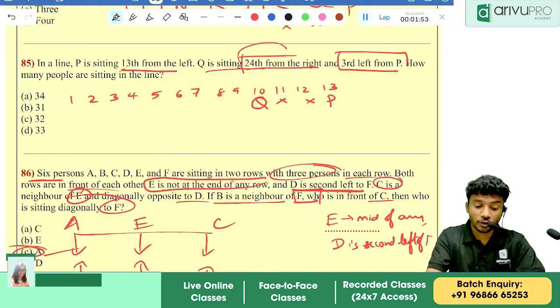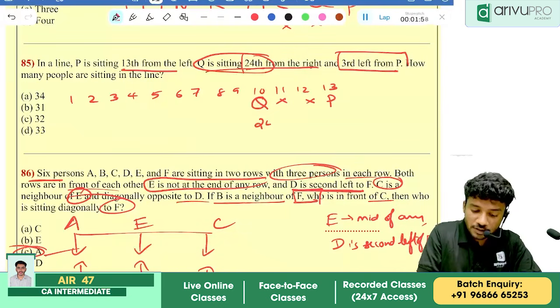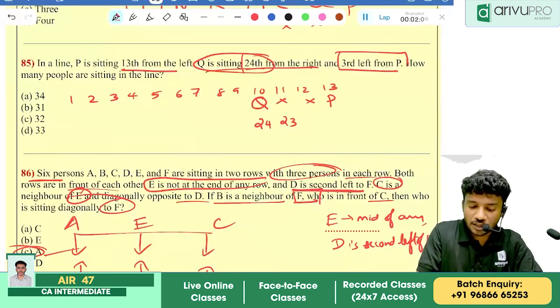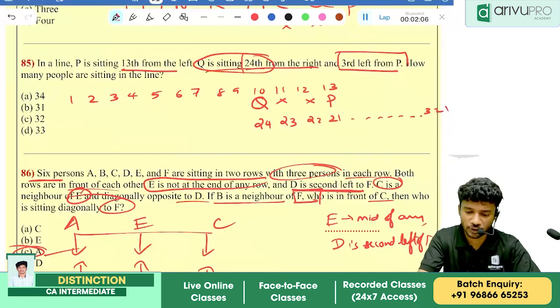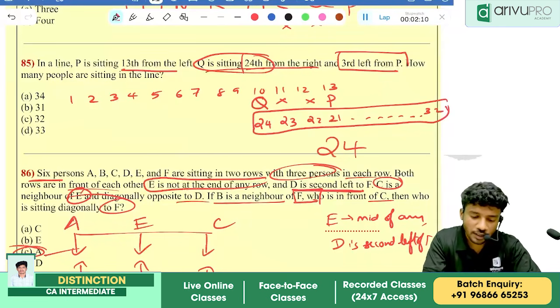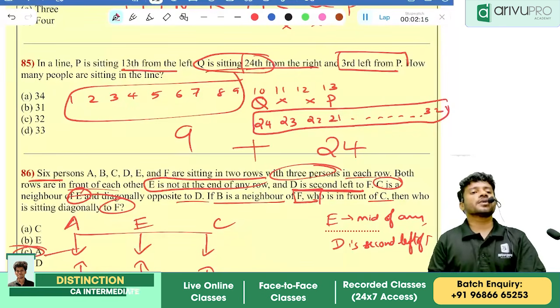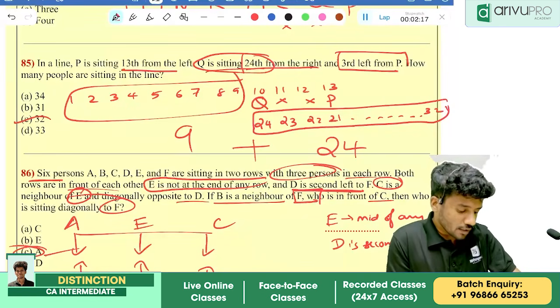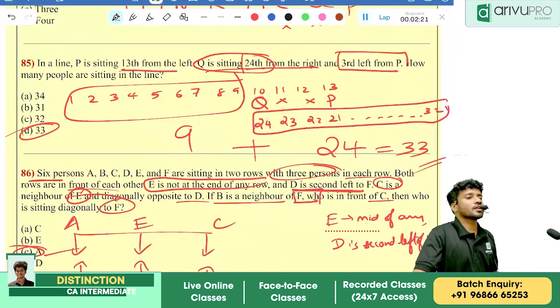Now we know one more thing. Q is 24th from the right. 24th from the right means this is 24, 23, 22, 21, and so on, till 3, 2, 1. Then people, you tell me. Till here, how many people are there? 24. Till here, how many people are there? 9. So 9 plus 24 is equal to how much? 33 is the answer. So this is the way of solving the question.